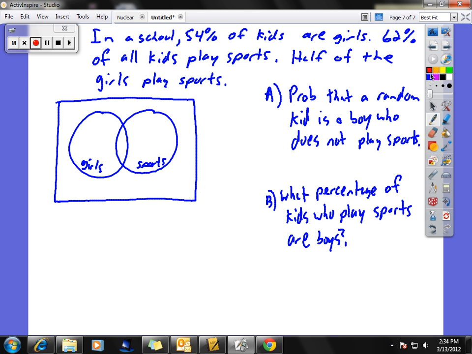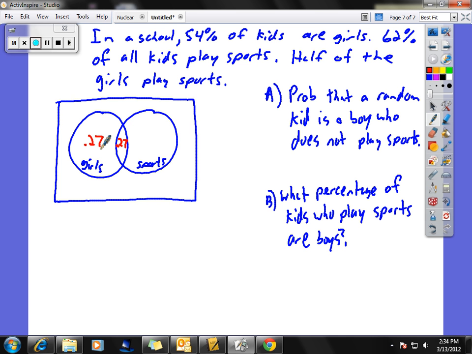Alright, let's put it in decimals. So that would be 27%, or 0.27 is the overlap, because 0.54 is all the girls and half of them play sports. Now this isn't usually drawn to scale, but if that's 0.27, now we want to put a number here. This space right here is girls who don't play sports, which is going to be what? So the other 27, right?